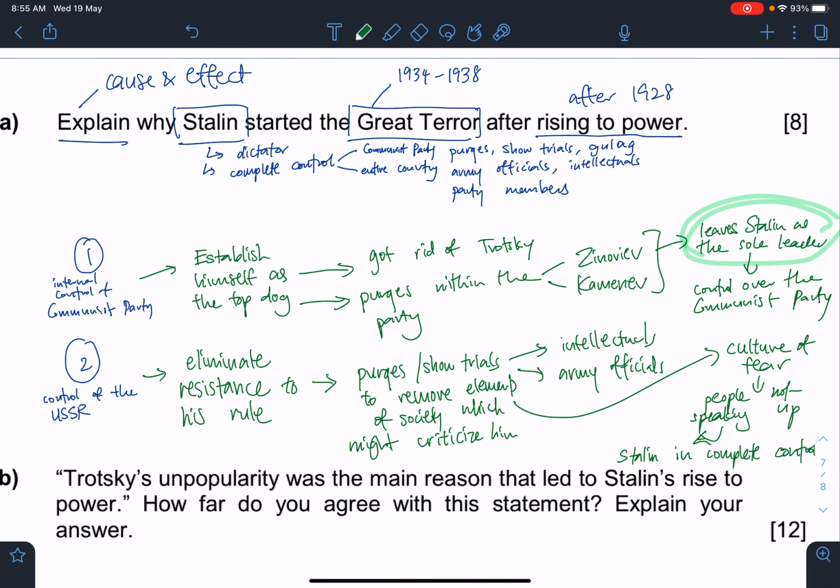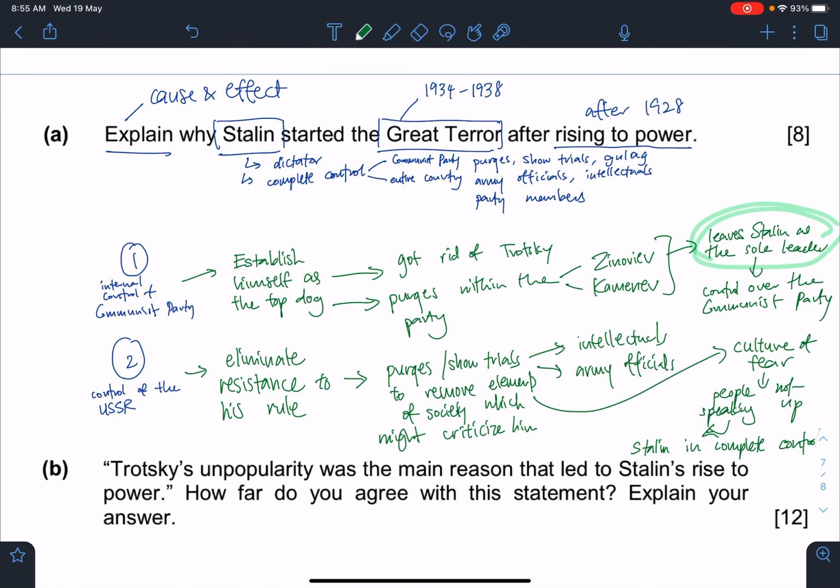So let me revise what we are doing. We are actually looking first at the question. We are figuring out what is the information we have available. Then we start putting it together. Don't just sit there and regurgitate whatever you have. You must answer the question.